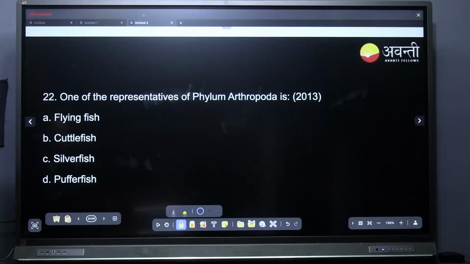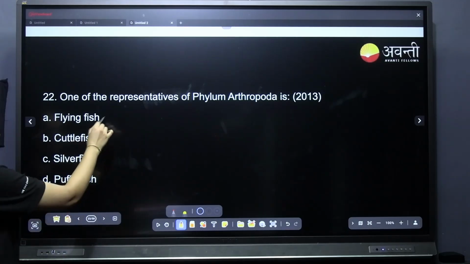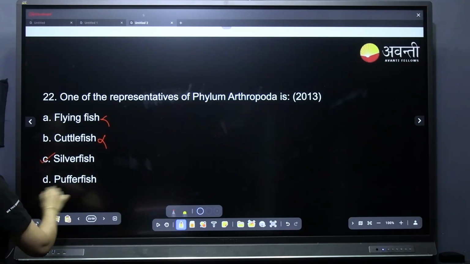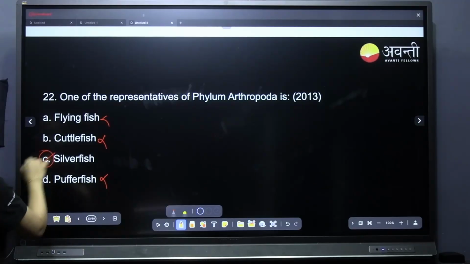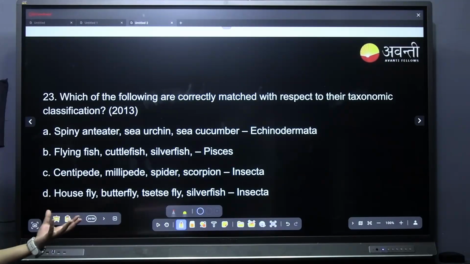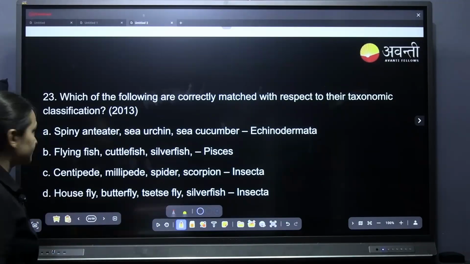That is a characteristic feature of Porifera. One of the representatives of the phylum Arthropoda: flying fish, no, it is a fish. Cuttlefish is a mollusk. Silverfish, yes, it is an arthropod. Pufferfish is a fish. So, C is the right answer, silverfish. Though it has the name fish, it is an arthropod.